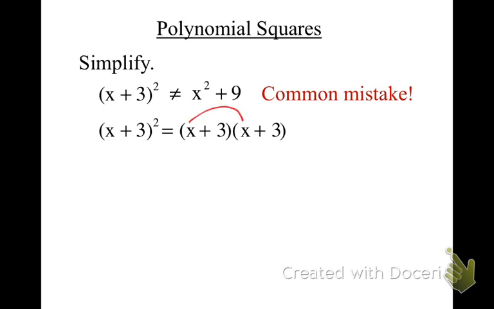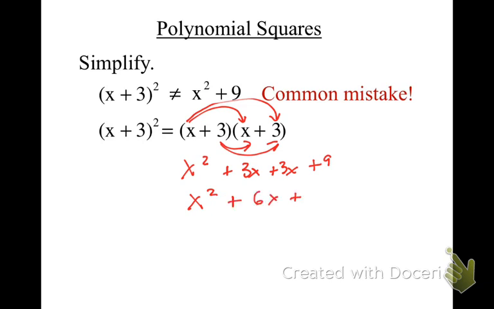So we're doing x times x is x squared plus 3x, and then I'm getting another plus 3x, and then I'm going to get another plus 9. So that really equals x squared plus 6x plus 9.